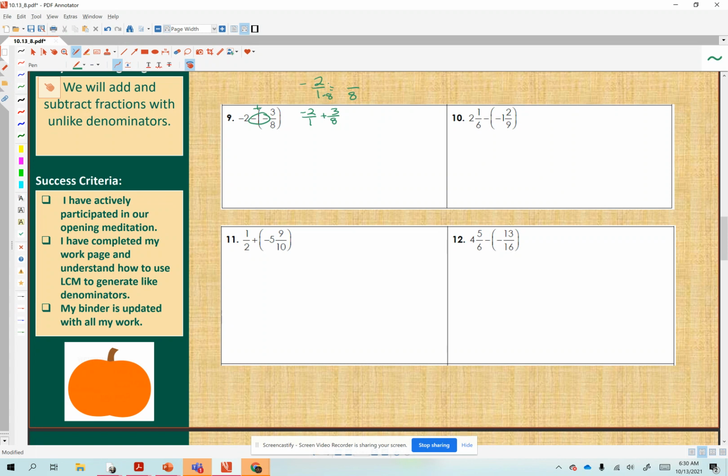Well, 1 times 8 is 8. 2 times 8 is 16. So I can convert the first fraction to -16/8, to which I will add 3/8, which will give me an answer of 8 in the denominator. -16 plus 3 is -13/8. Now I can divide 13 by 8, and 8 will go into 13 one time. Remember, this is a negative number we're working with, 5 left over.